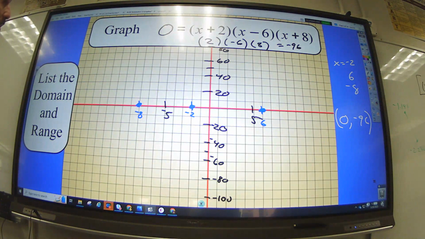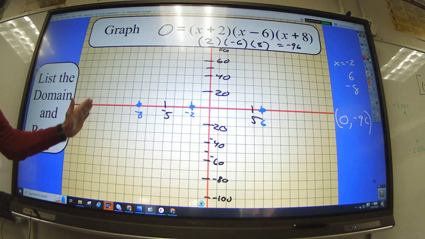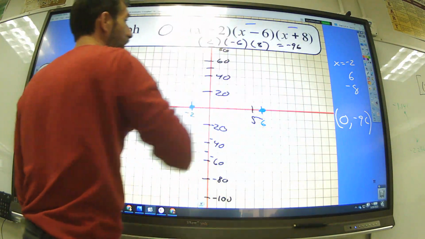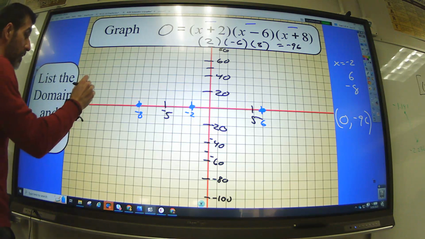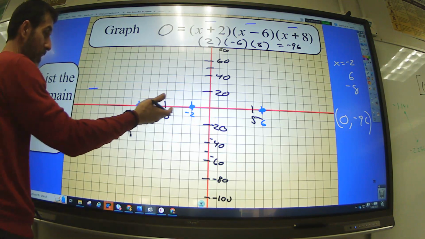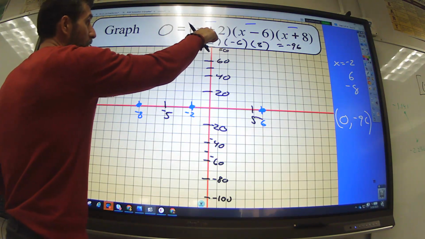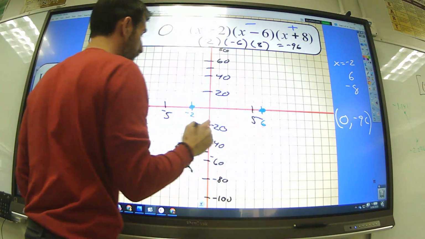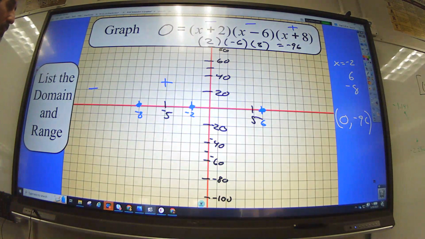And let's test our limits, test our intervals. Let's do negative a million. Everything's going to be negative: negative, negative, negative, right? So 3 negatives means what? It's a negative. Let's test what's in between. Negative 5. Negative 5 plus 2 is negative. Negative 5 plus 6 is negative. Negative 5 plus 8 is positive. So 2 negatives make a positive.